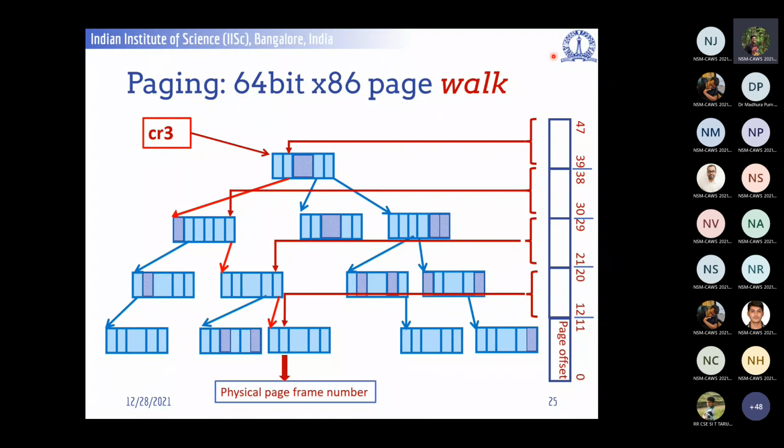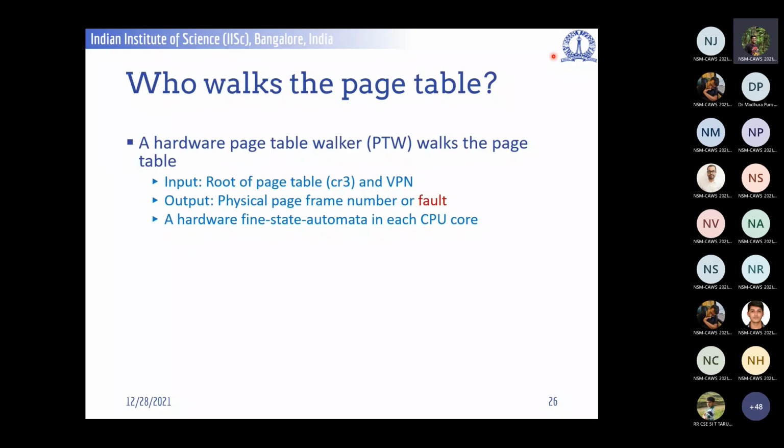And the question is, who does this lookup? It is the hardware. The portion of the hardware, the MMU, that actually looks it up is called the page table walker. You can think of it as a finite state automaton. The input to it is the root of the page table, CR3, and the virtual page number, and it will find out the physical page frame number. And if it doesn't find it, then it creates a page fault. We'll talk about that later.